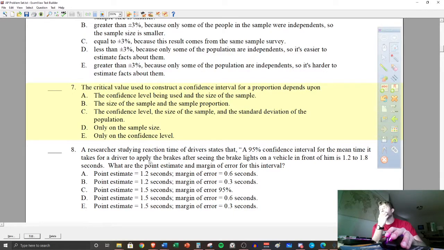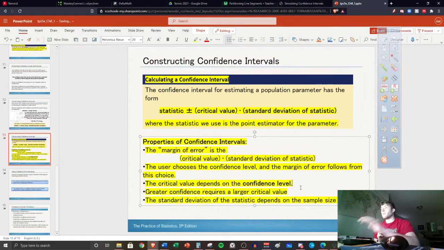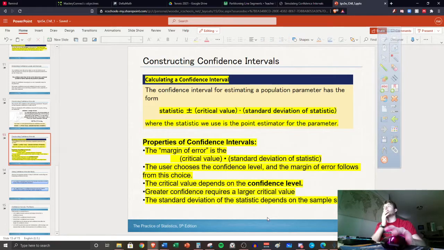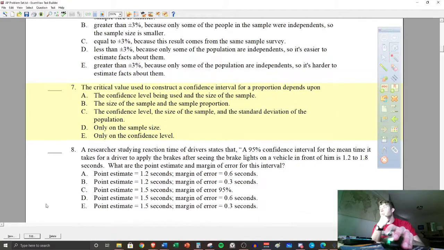Only on the confidence level. Honestly, I would actually take this out. That's the most important part, is confidence level. Because if we're 68% confident, that's a critical value of 1. If we're 95% confident, critical value of 2. 99.7%, we're critical value of 3. That's going off of that normal distribution. So that's the main idea with those. Oh wait, I'm on the wrong thing. So the best choice for 7 is going to be E.